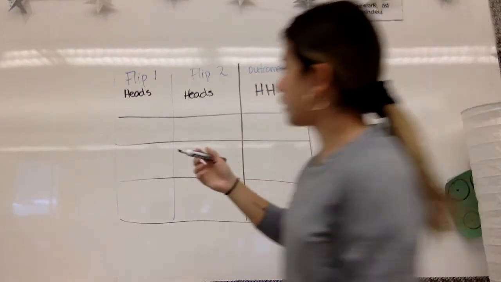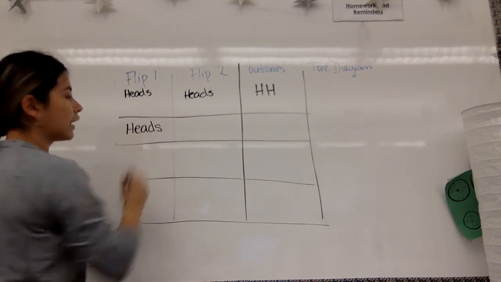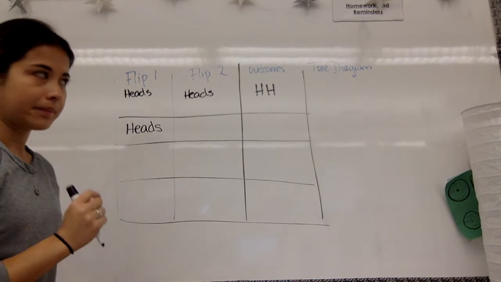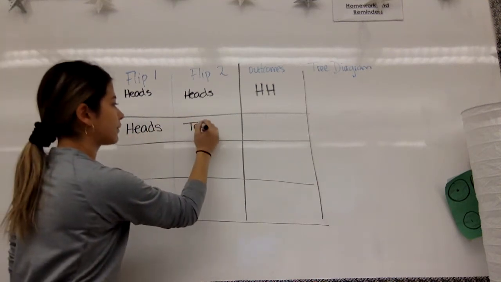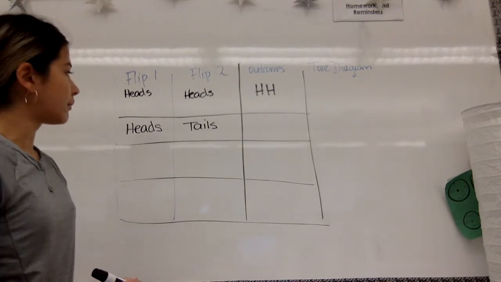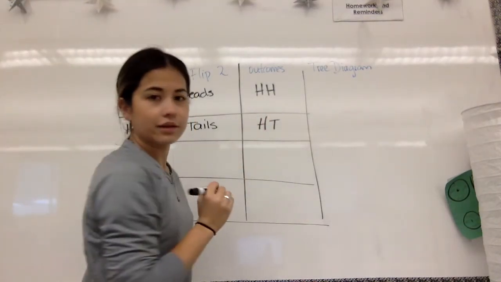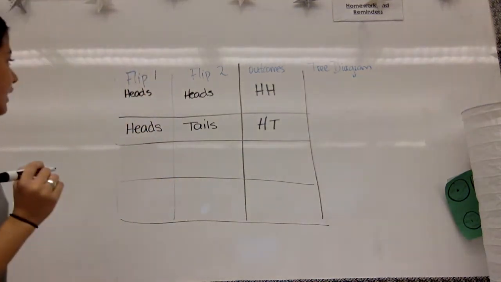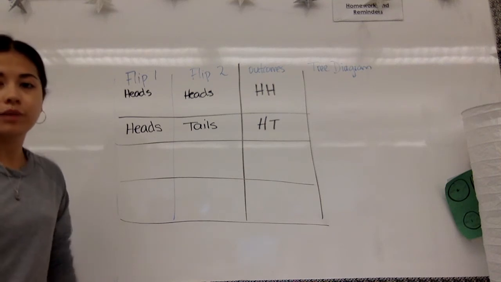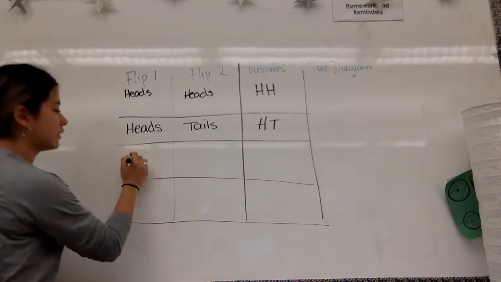Okay. So if I flip again, my first flip is heads. What's the other possibility of the second flip? Tails. So then what do you think you would write in outcome? Heads, tails. Okay. On my first flip, what's the other possibility I could get? I could have gotten heads. I also could have gotten tails.